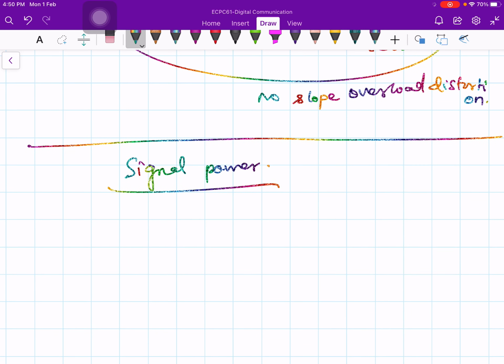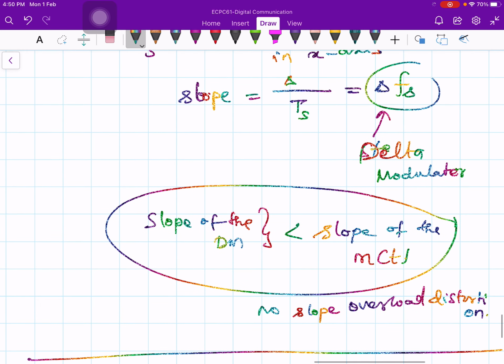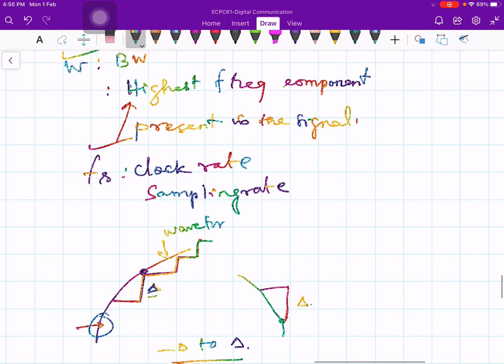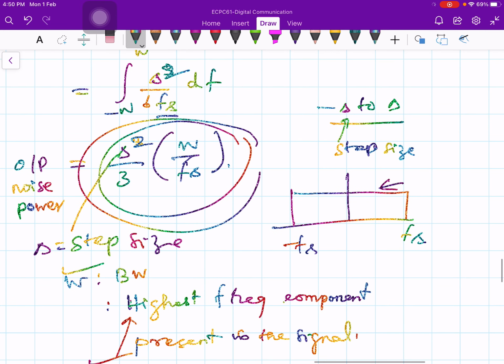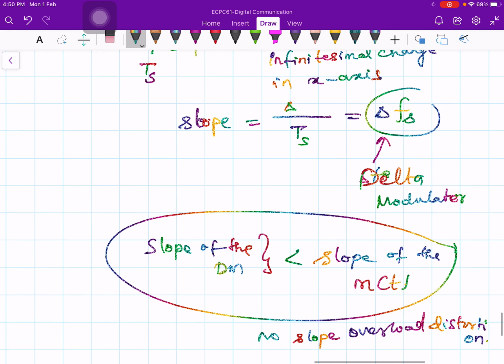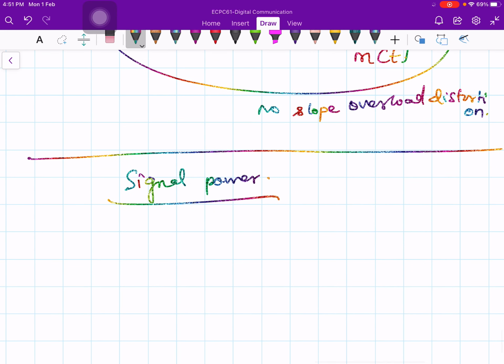As far as the noise power is concerned, this much you are getting, and we would like to calculate the signal to noise ratio, so we need to find the signal power. If you remember, our design procedure for the delta modulator is that we fix the step size from slope overload considerations, based on the highest frequency component that you are likely to have in your signal, because the slope overload condition depends on the maximum slope you can have in the signal.